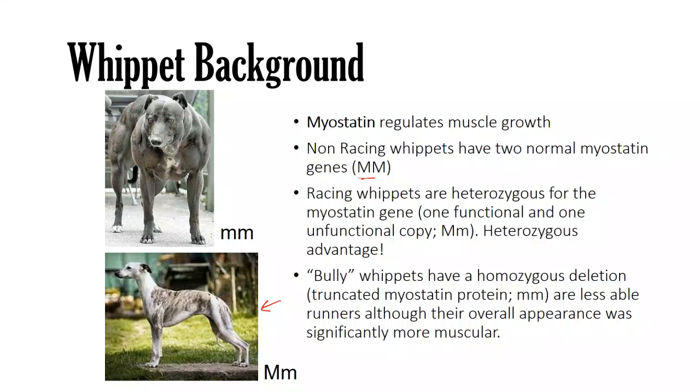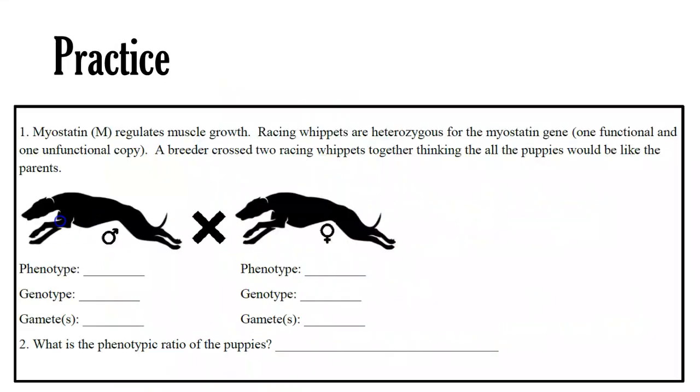And then the bully whippets, which is what Wendy is an example of, have a homozygous deletion. So they have two unfunctional copies of the myostatin regulatory gene, and they can't produce that regulatory protein. Because they can't regulate muscle growth, they grow incredible amounts of muscle, and they're super jacked. So they're not really good runners, but they're very, very muscular. And so let's do some practice with this little bit of information.